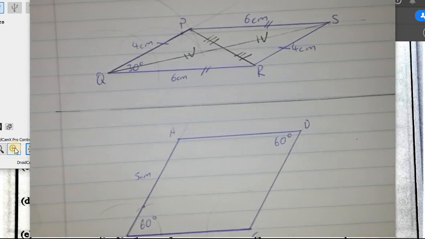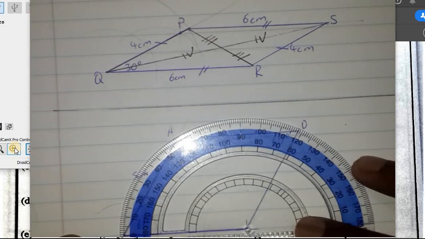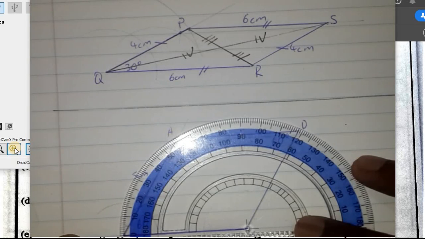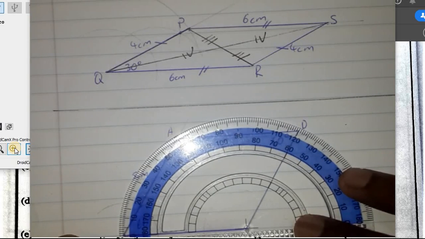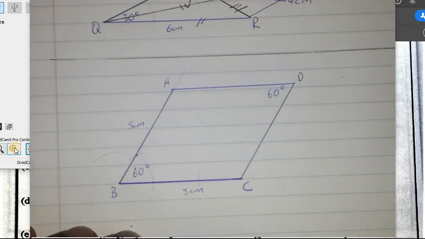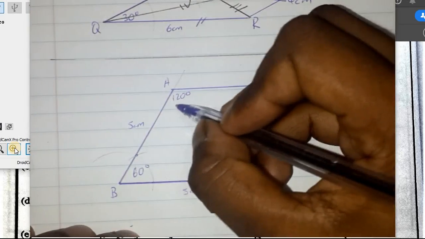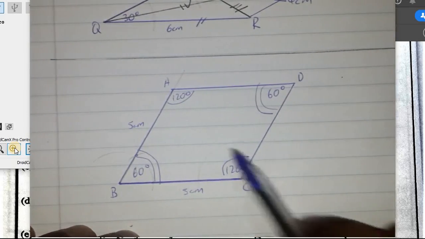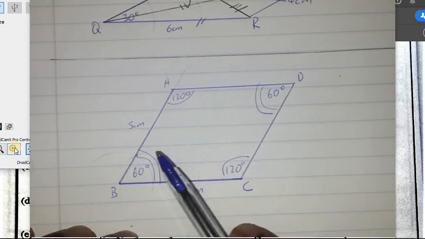If we measure angle C, we're gonna see that angle C is 120 degrees, right? And if you measure my angle A, you get 120 degrees as well. So what can we conclude? We can conclude that opposite angles are equal. Can you see that? 120 degrees, 120 degrees, 60, 60.